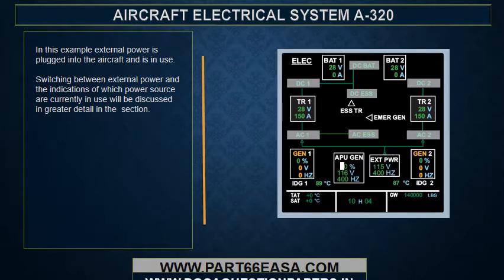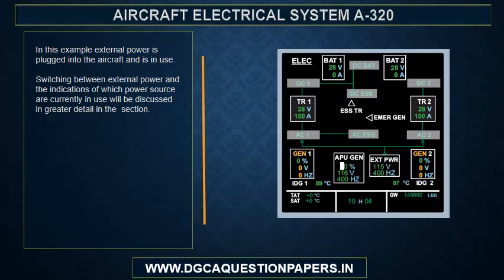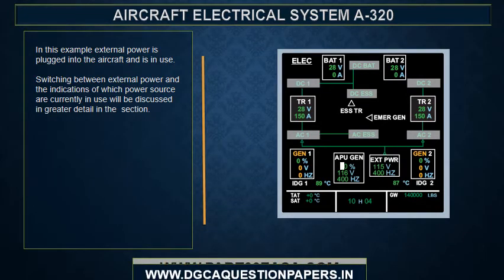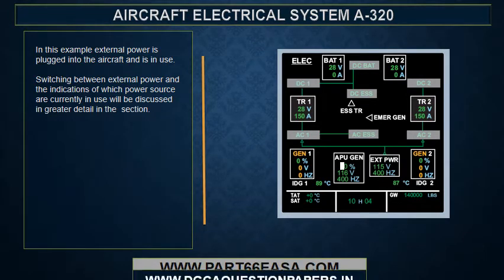In this example, external power is plugged into the aircraft and is in use. Switching between external power and the indications of which power source are currently in use will be discussed in greater detail in the normal operation section.